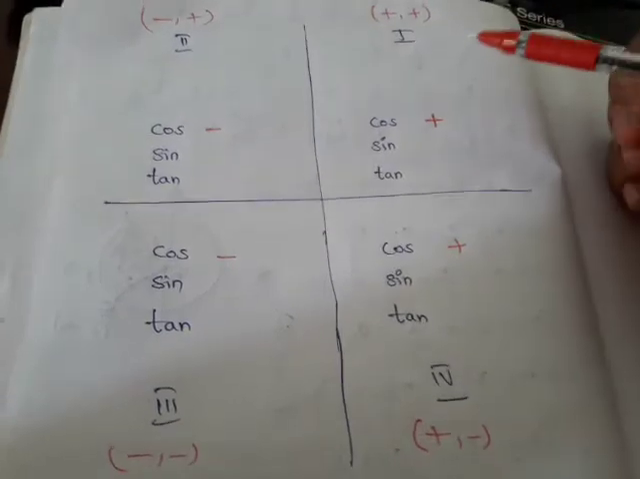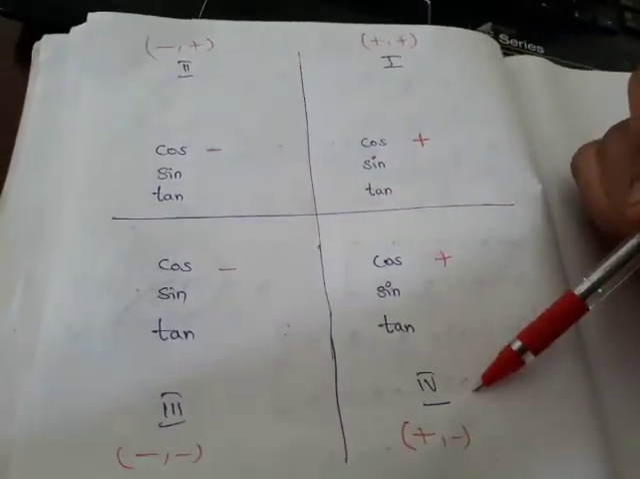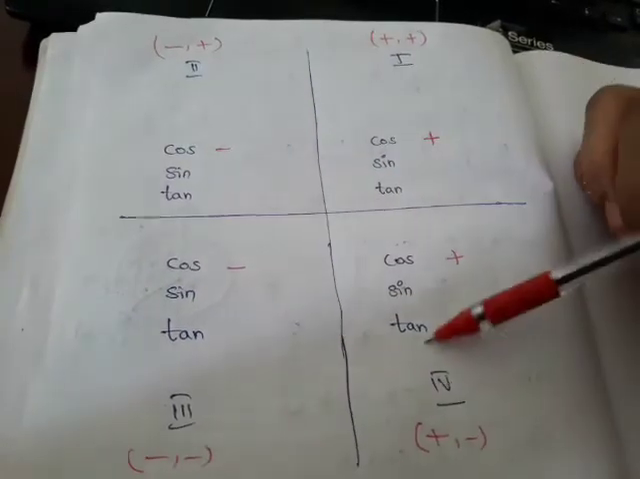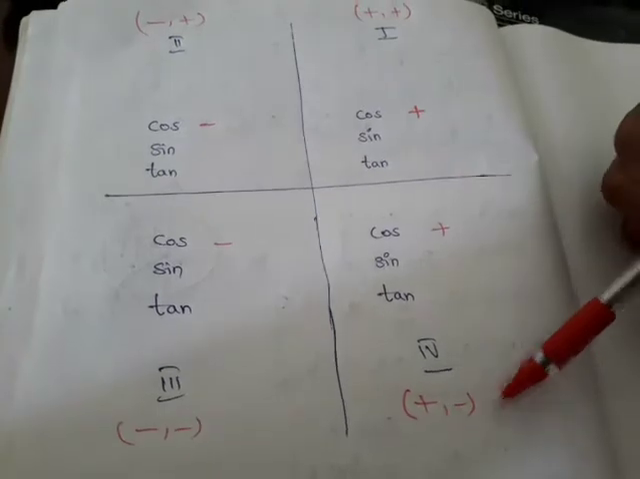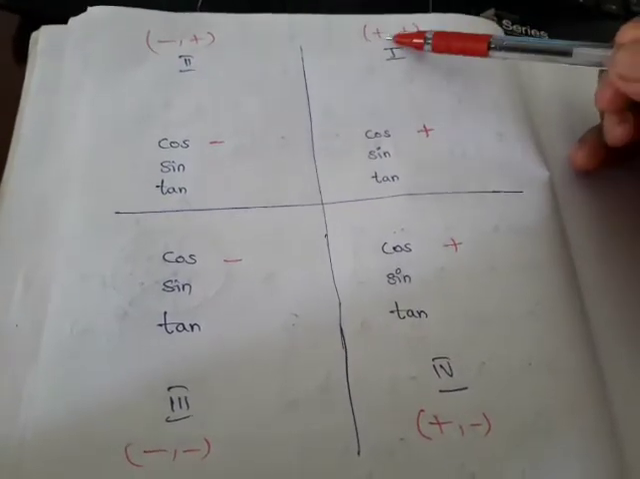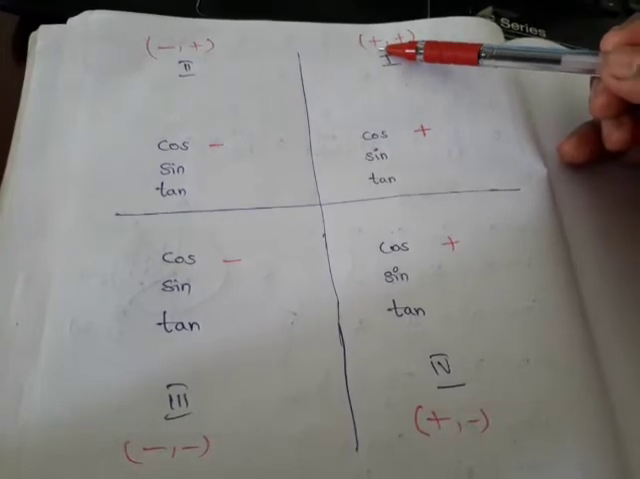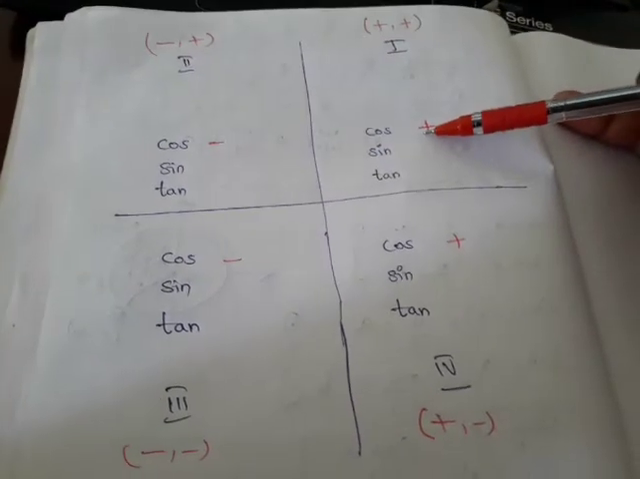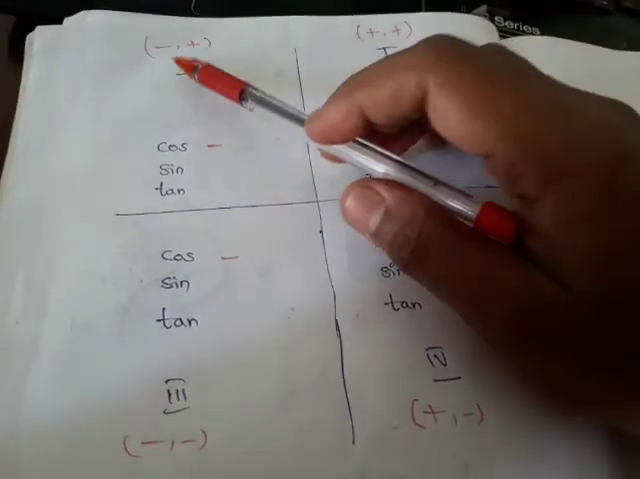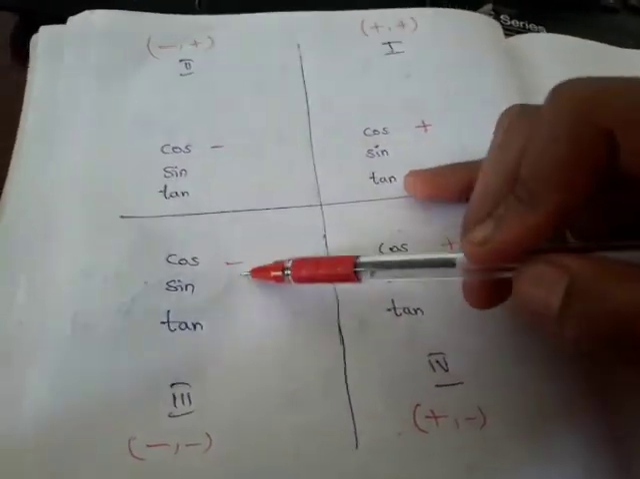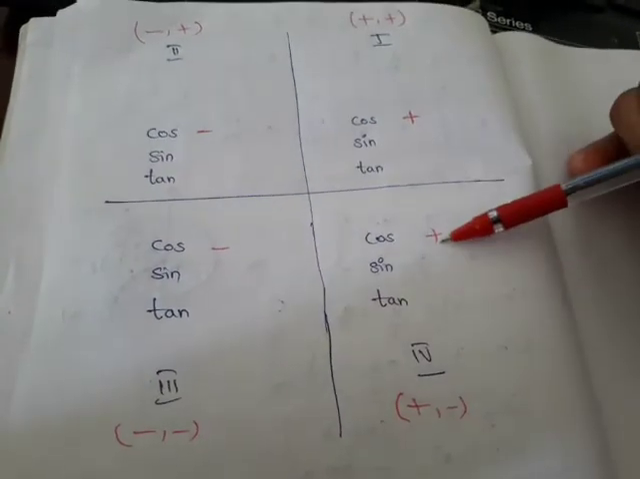Now listen, this is what we did. First quadrant, second quadrant, third quadrant and fourth quadrant. I have listed out all the trigonometric ratios. This is plus plus, this is minus plus, minus minus, plus minus. So the cos value depends on the x coordinate. Here the x coordinate is plus, so in this quadrant cos value will become positive. In this quadrant cos value will become negative. In this quadrant cos value will become negative. In this quadrant cos value will become positive.